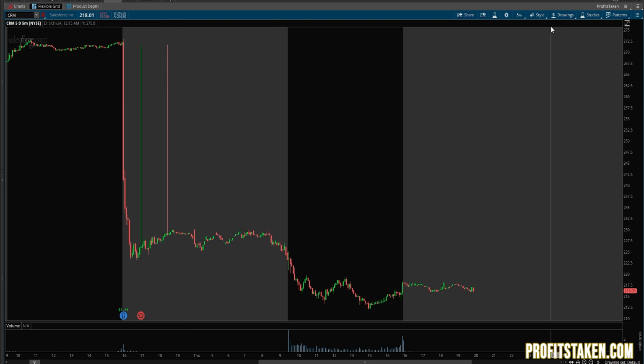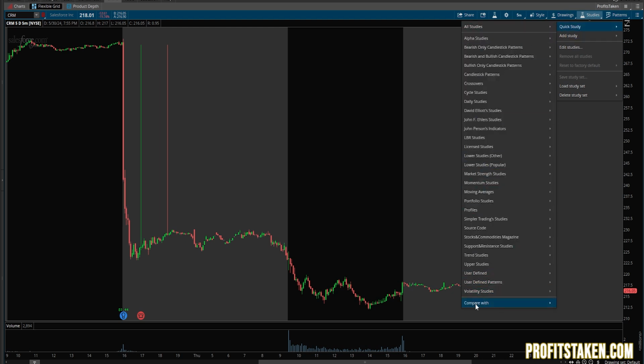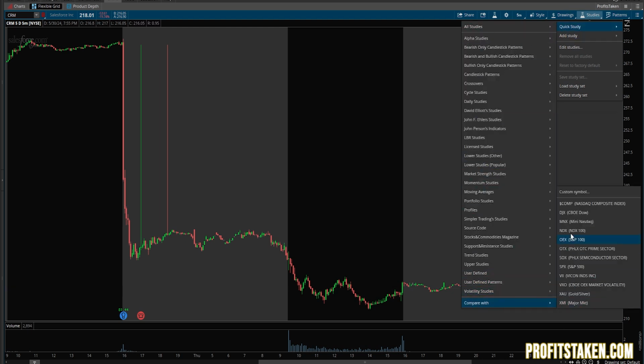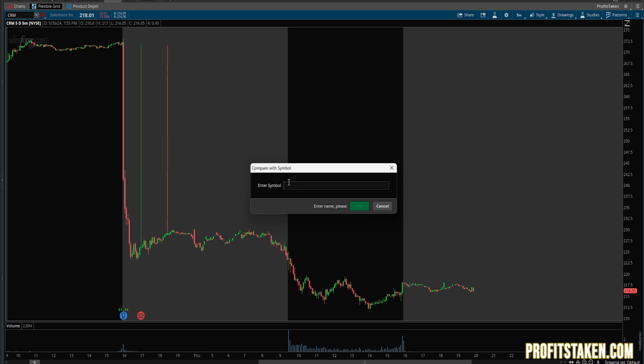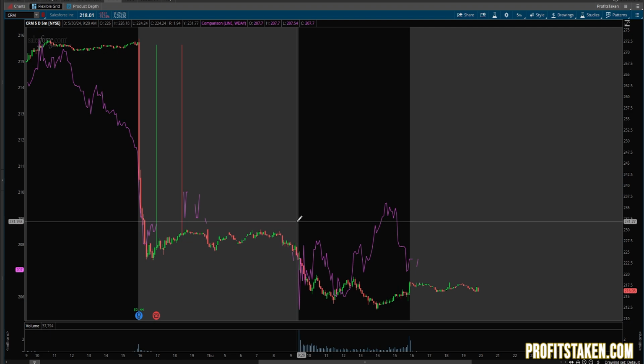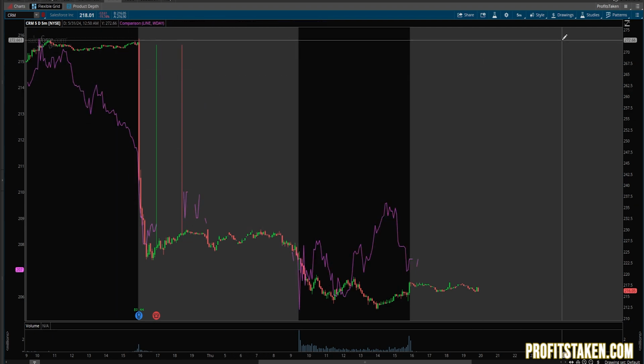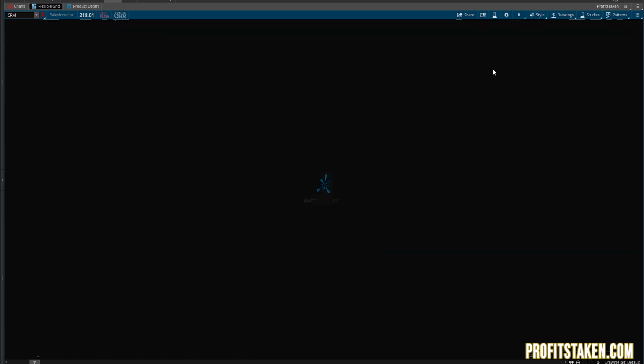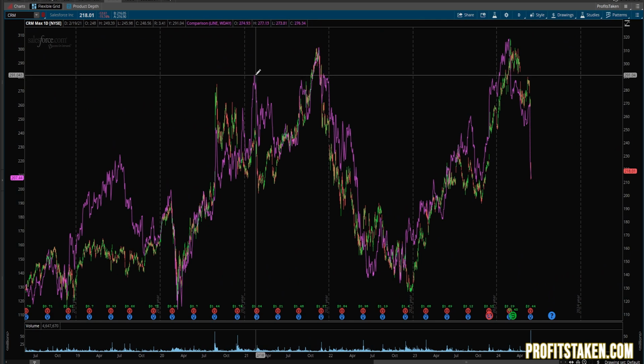And here we are on Thinkorswim, which I use for charting purposes, and I had to look it up, but it is compare with, that's right. So you go compare with, and you type custom symbol, right? So we're on CRM, and I'm gonna add Workday. So let's add Workday in here. So now we have CRM compared to Workday, and we can go to the larger chart.